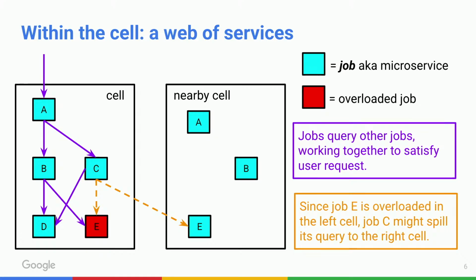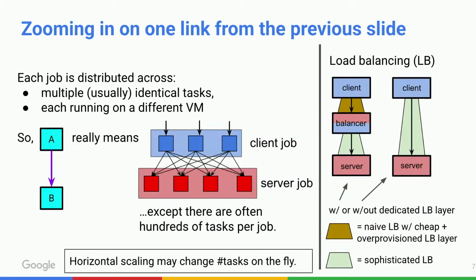Somewhere in here, maybe one of these services is overloaded. And so you try to keep all of this in the same cell if you can, because you don't want to pay the light path cost to go between cells. But if there's something that's overloaded, maybe you're better off spilling over to another nearby cell that happens to have the same microservice running.